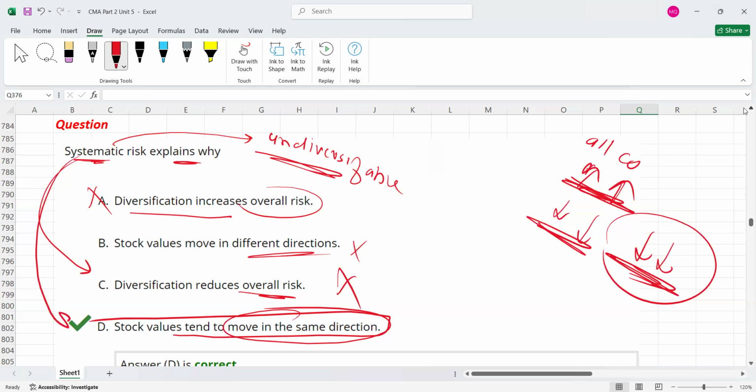I hope it is clear, right? So systematic risk explains why stock values tend to move in the same direction, because these risks will affect all the companies, either positively or negatively.